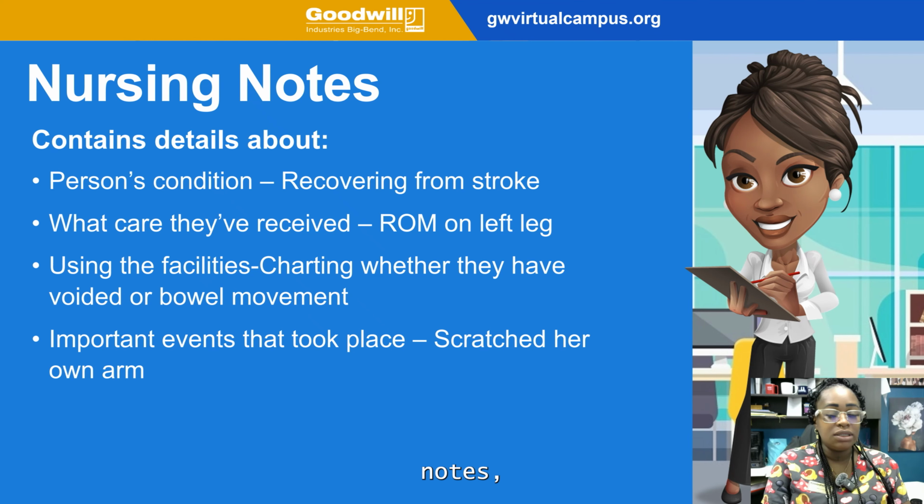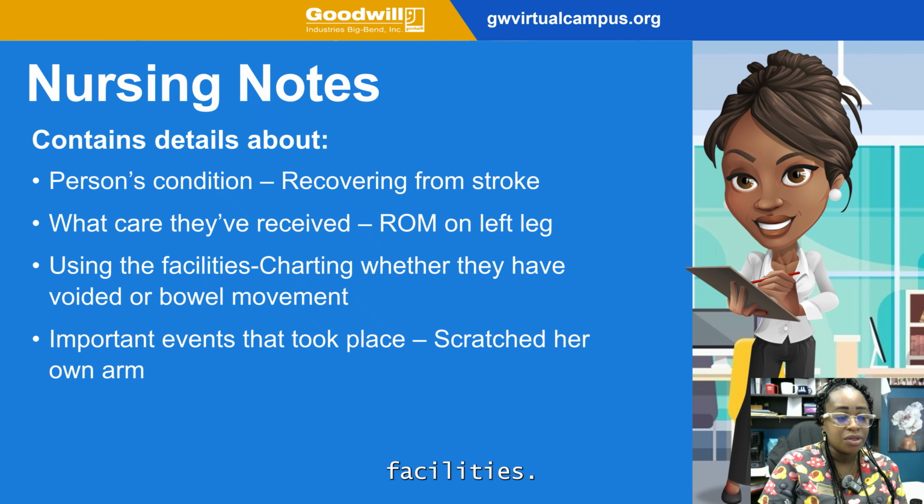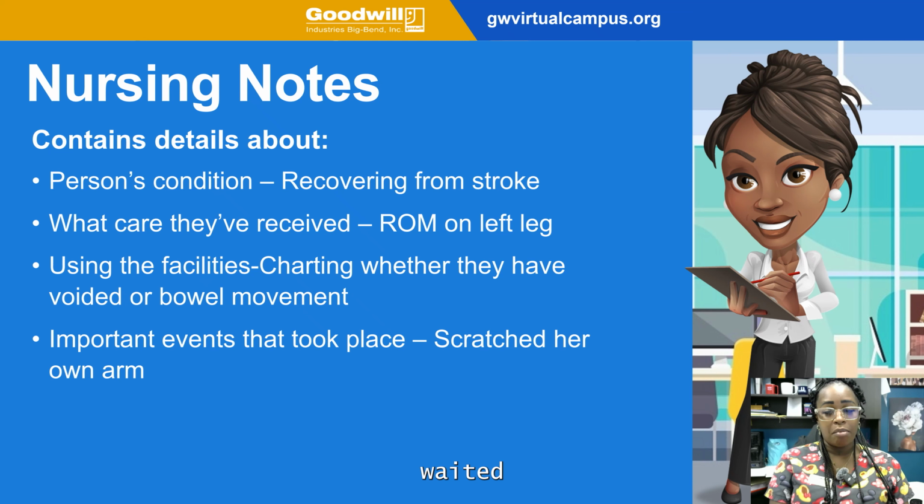When it comes to nursing notes, this just shares a lot of details about the person's condition, whether they're recovering from a stroke, what kind of care they're going to receive, whether it's range of motion on the left leg or the right leg. They use the facilities. We chart whether they have voided or had a bowel movement because that's really important in making sure they regulate a daily healthy life moving forward.